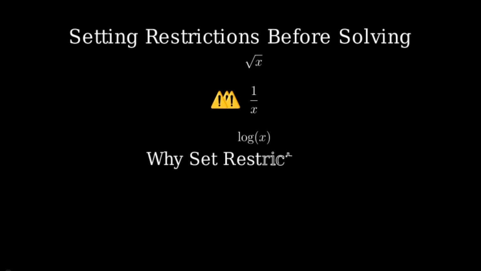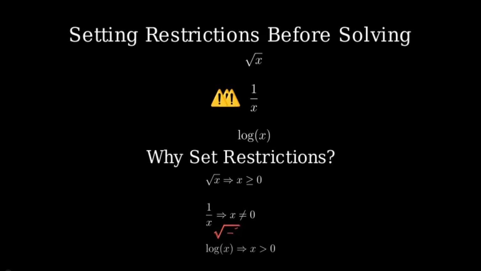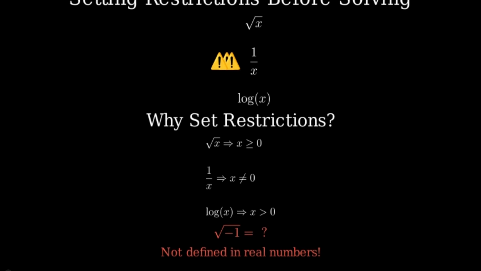When working with expressions like square roots, fractions, or logarithms, not all values of x will make sense in the context of the problem. For example, square roots require the expression inside to be non-negative. Fractions require a non-zero denominator, and logarithms require positive arguments. Setting these restrictions before solving helps us avoid mathematical errors and ensures that our solutions are valid in the original context of the problem.